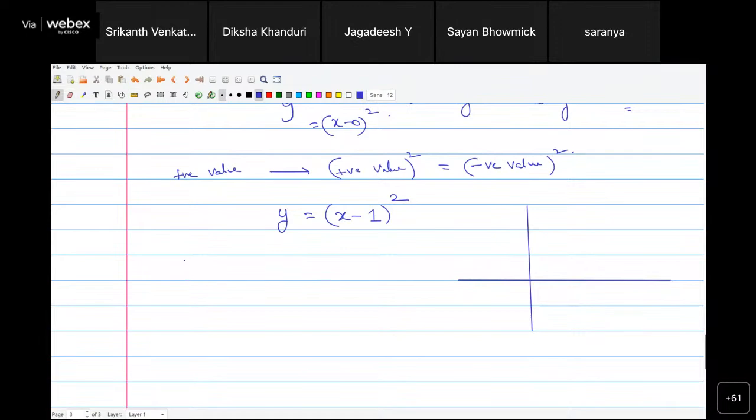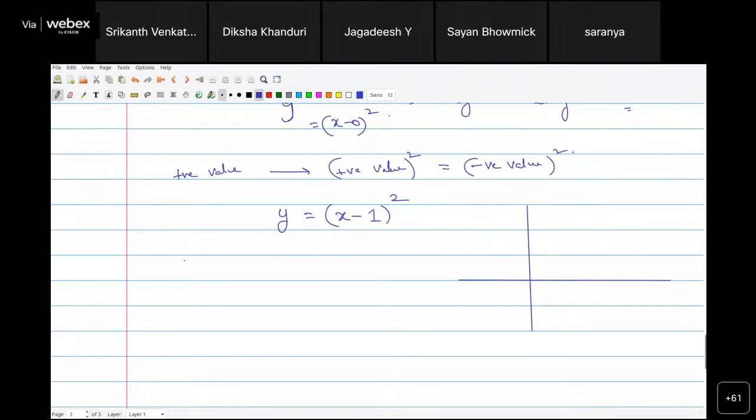So think a bit. Just the intuition you have to think a bit. How will the graph look? So x square is symmetric along x equals 0 and it passes through the origin. What if it is (x minus 1) whole square?